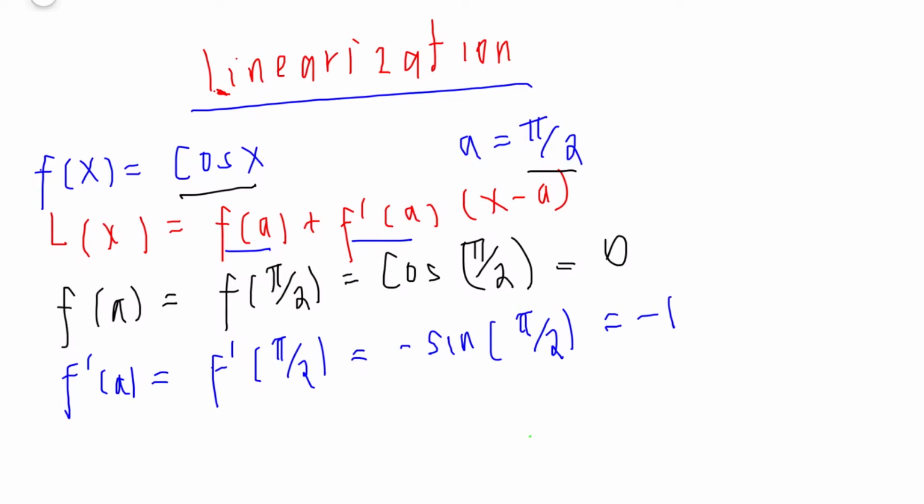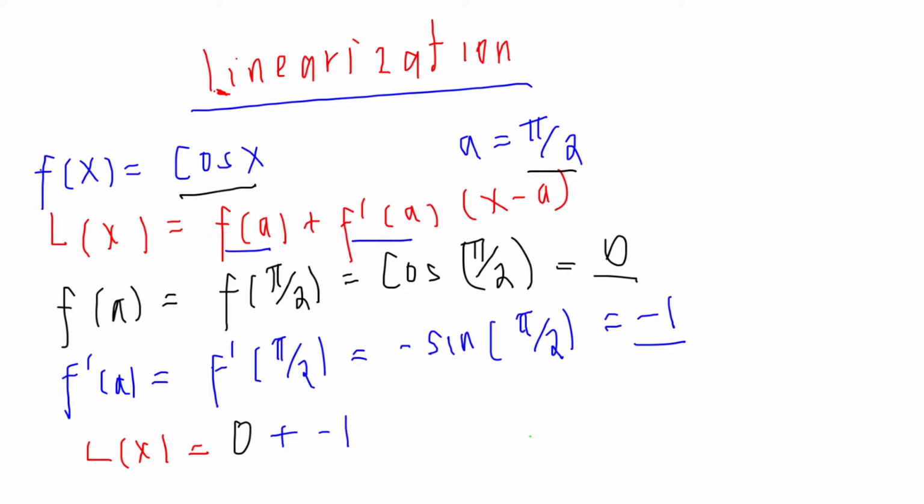Okay, now we have got all we need, so we can get our linearization, or our L of x. So our L of x would be our f of a, which is f of pi over 2, which is 0. So we're going to get 0. Then we are going to add it to our f prime of a, which is -1. So it's going to be plus -1.